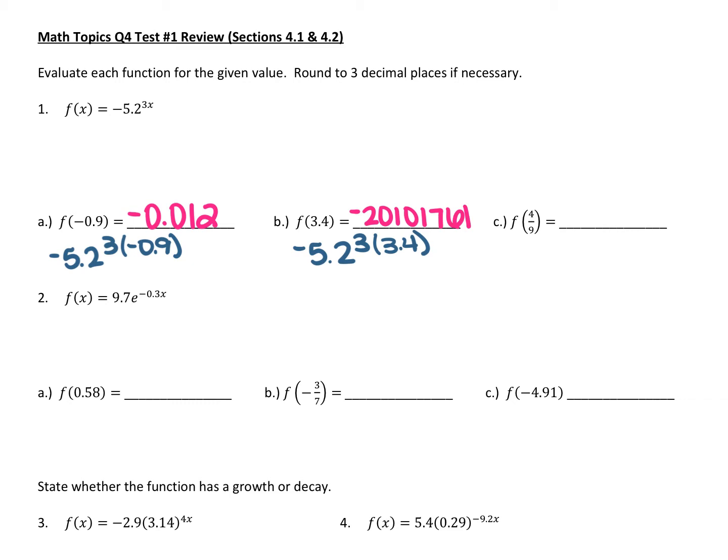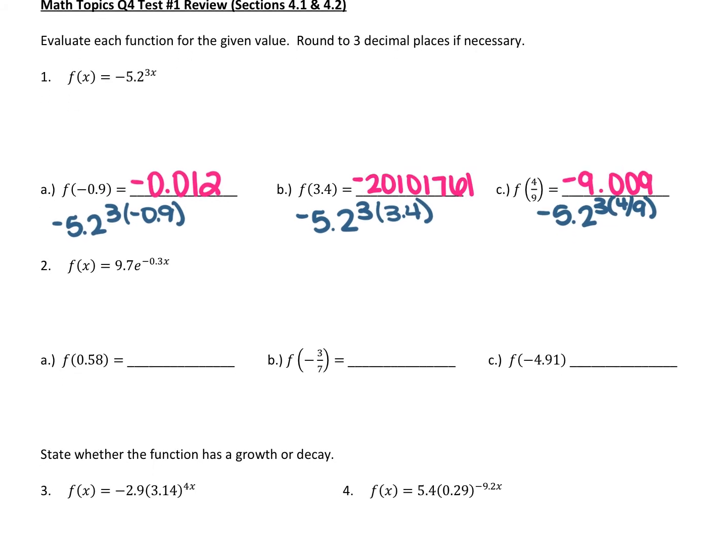For C, we're going to have negative 5.2 to the power of 3 times 4/9. So negative 5.2 to the power of 3 times 4/9 gives you negative 9.008886, and so on. So you're going to round to 3 decimal places, and that is negative 9.009.